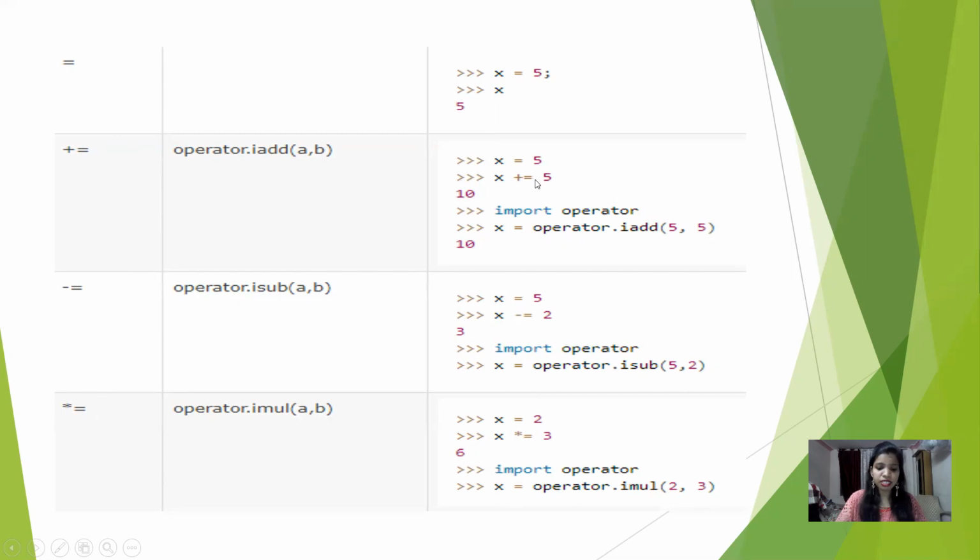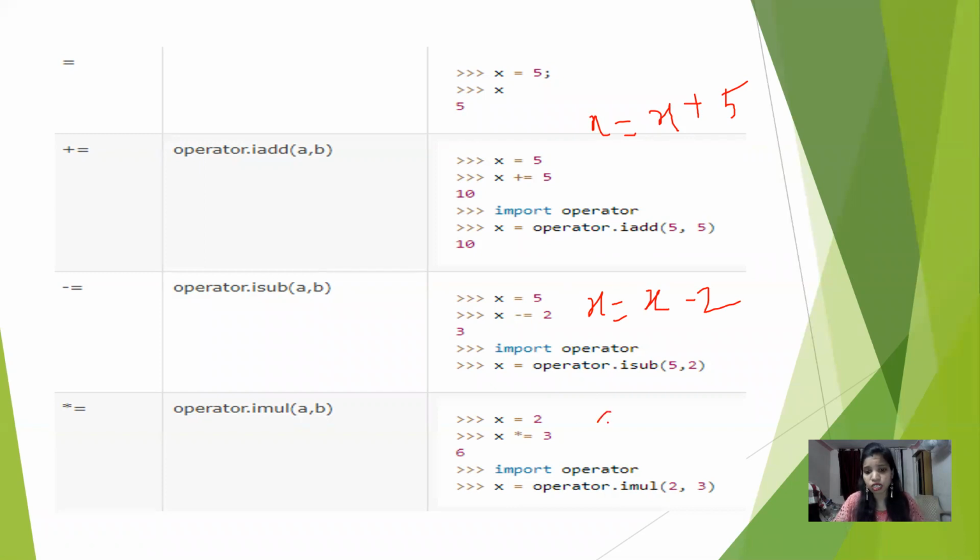Okay, so what does it mean? Suppose x += 5 means x = x + 5. So if x is 5, then what is the answer? 5 + 5, 10. x -= 2 means x = x - 2. And x is 5, so the answer will be 5 - 2, 3.